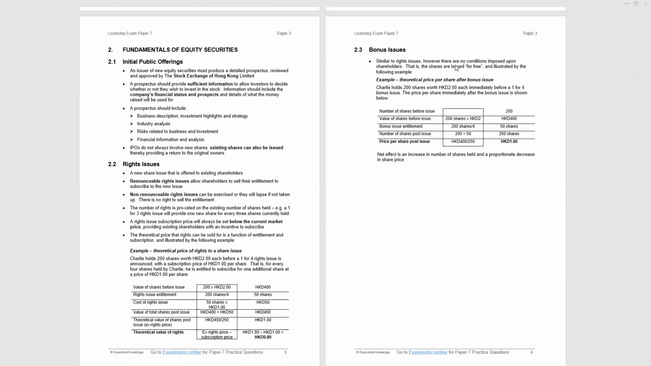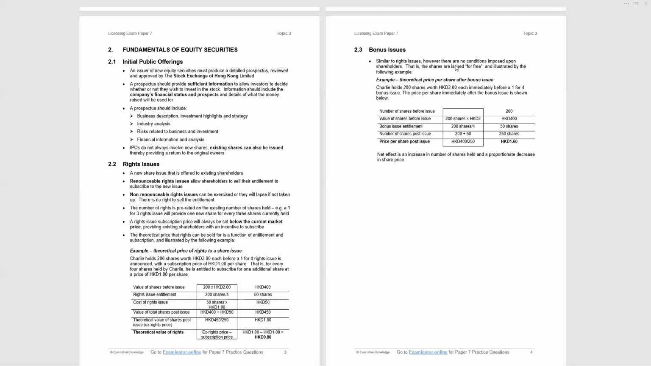And when you have an IPO, you must issue a prospectus with information about the offering. And that prospectus should include business description, investment highlights, strategy, industry analysis, risk related to business investment, and financial information analysis. And the idea is that you are as transparent as possible and giving potential investors as much information as you can.